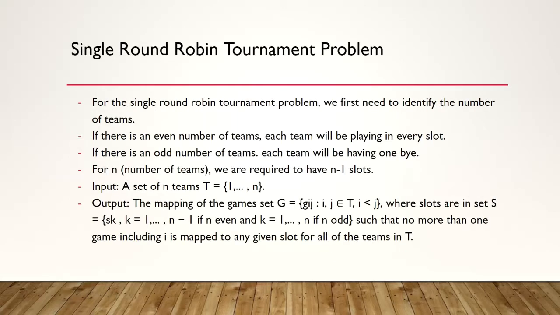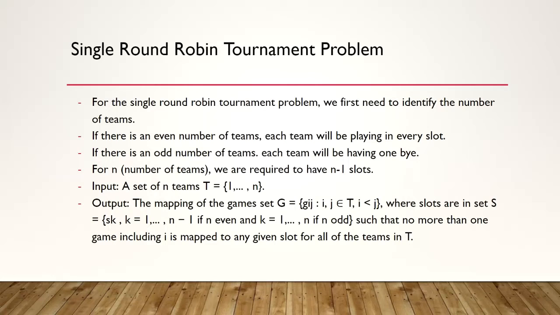So one of the first problems we're going to talk about is the single round robin tournament problem. For this problem, we first need to identify the number of teams. If there's an even number of teams, each team will be playing in every slot. If there is an odd number of teams, each team will have one bye. For n number of teams, we are required to have n minus 1 slots.